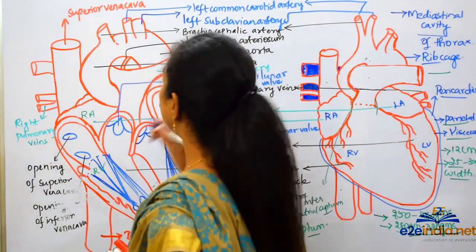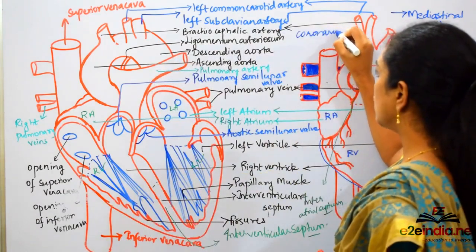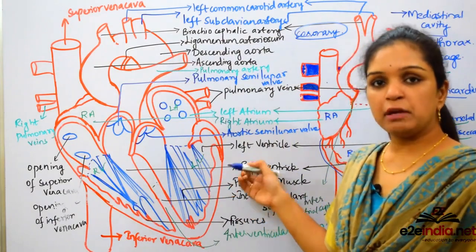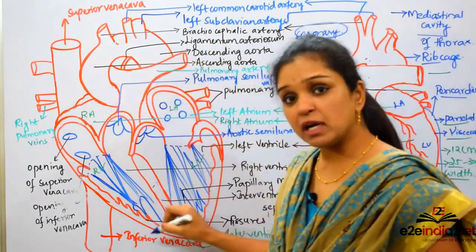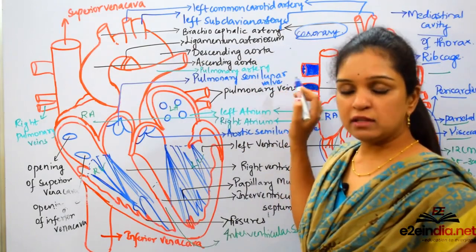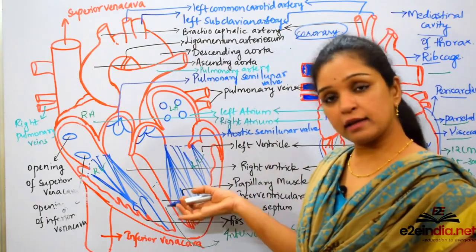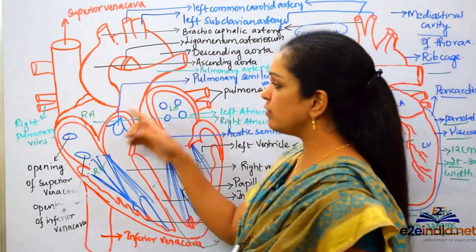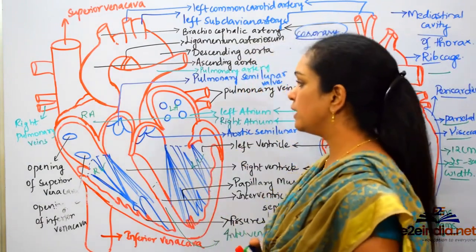Whenever we use the term coronary veins or coronary artery, it is associated with the heart itself. That means the veins which carry deoxygenated blood from the heart muscle itself are called coronary veins. The vessels which distribute oxygenated blood to the heart itself are called coronary arteries. Similarly, we have different blood vessels associated with the heart. So first let us have a look at them.